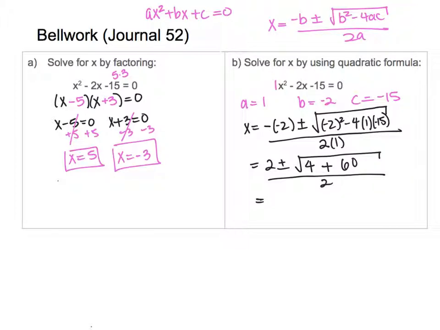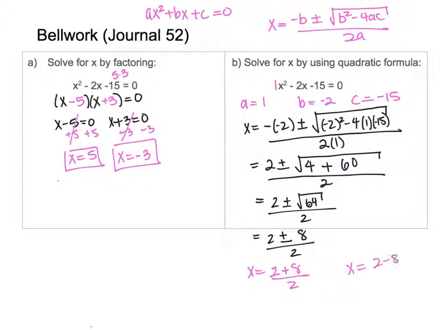And so if I clean this up just a bit more, like in that square root there, 4 plus 60 gives you 64 over 2. So square root of 64 is a very nice square root. It is 8 over 2. And so now from here, I just need to clean up this a bit. So what we do at this point, once you have simplified the root, is split it up into 2 equations because you got a plus and a minus sign. So you have x equals 2 plus 8 over 2. And you have x equals 2 minus 8 over 2.